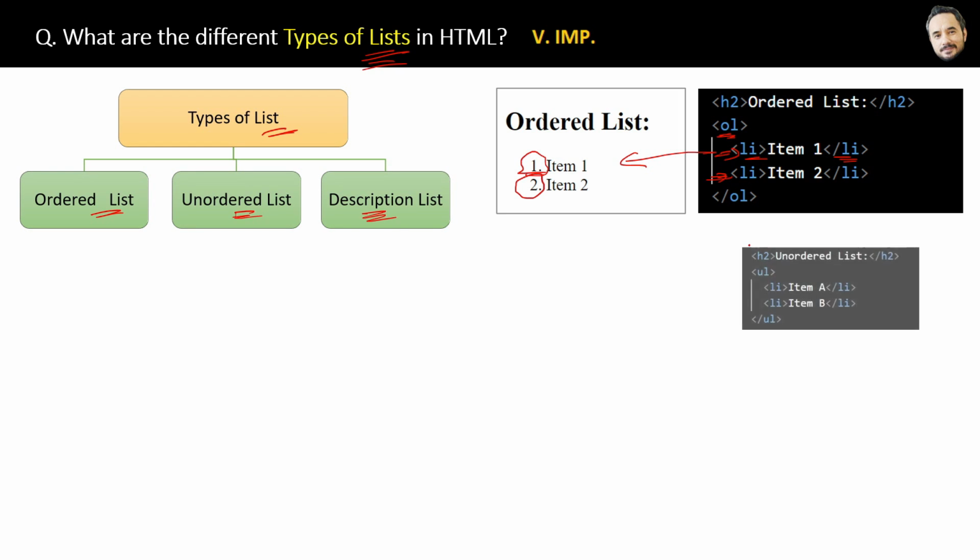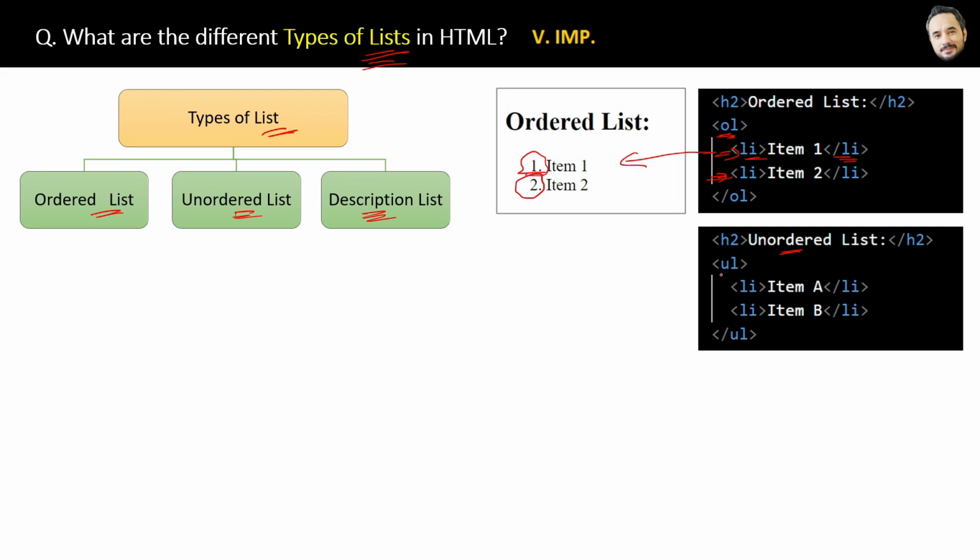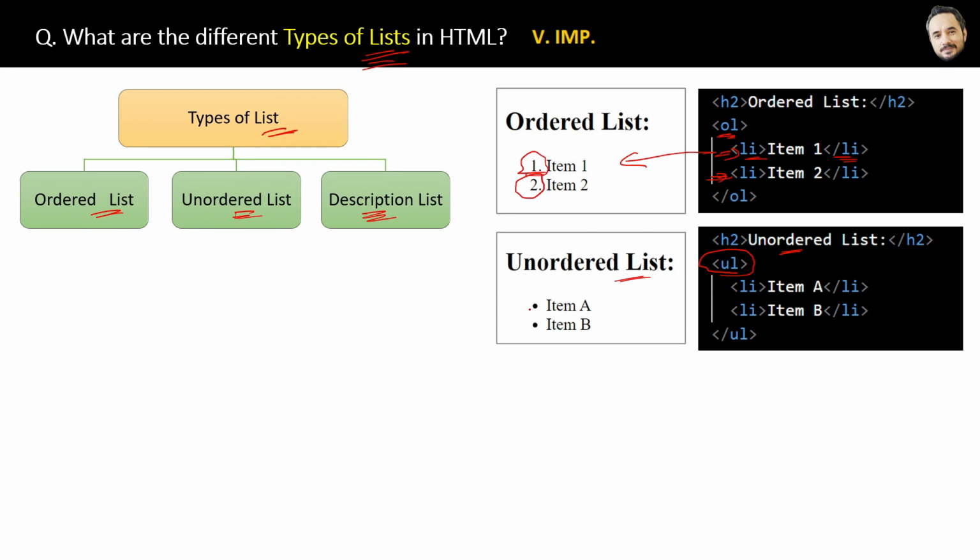The next type of list is an unordered list, which is the most used and the most popular kind of list. For this, we use the UL tag, which stands for unordered list. And here is the browser screenshot of the list. And this time it is without any number or order, okay?